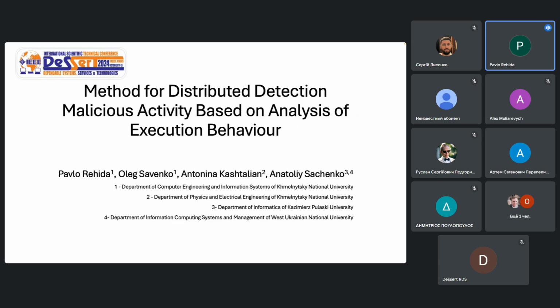My name is Paulo Reda, and I will present the work titled Method for Distributed Detection of Malicious Activity based on analysis of execution behavior.